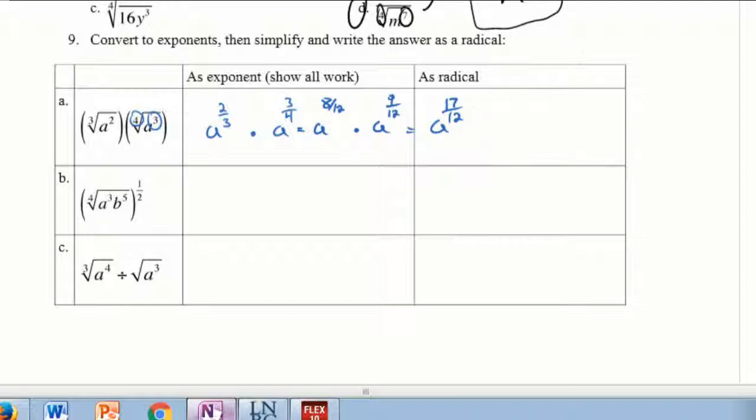Then it says write it as a radical. So I'm going backwards, back to where I started in terms of radicals, but I've now combined these two things together. So I go back to the idea of flower is my power. So a was my base, my power is 17, and the root was 12. So I put it out front.